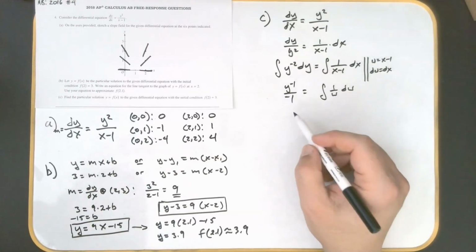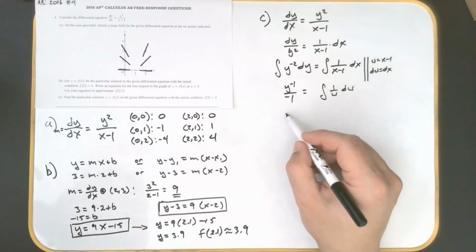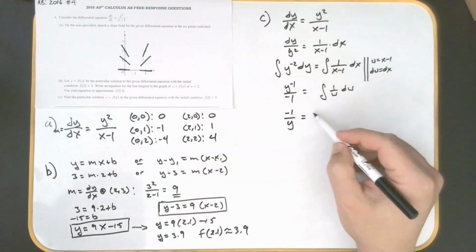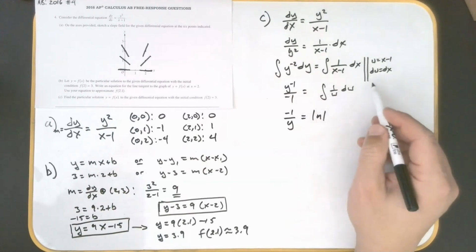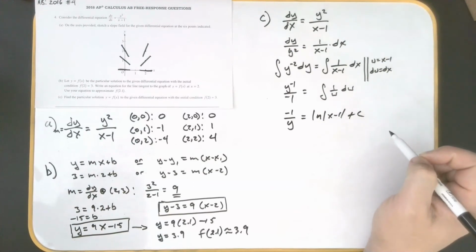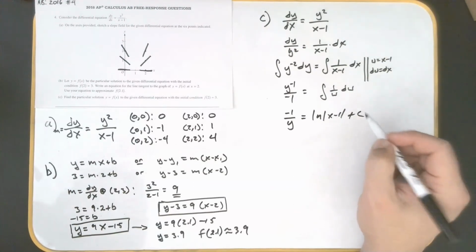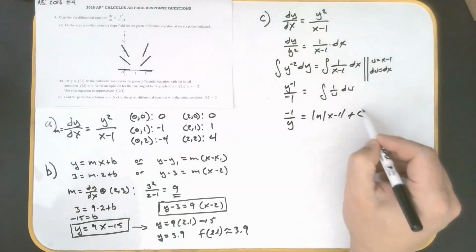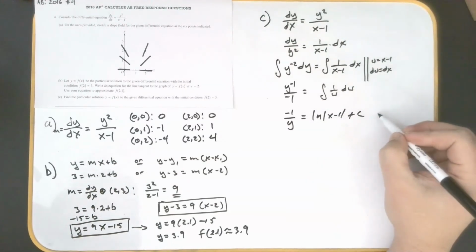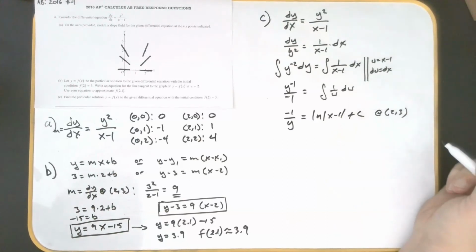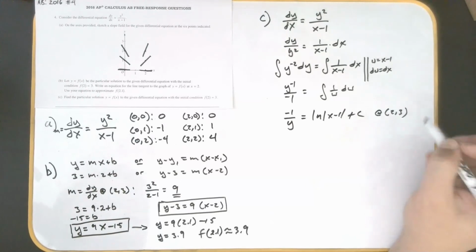So on this side, I'm going to clean this up a little bit. I'm going to make this negative 1 over y is equal to, this side turns into the natural log of u, which is x minus 1, plus c. Now at this point, again, many of you would have skipped this step and went right here, which is fine. But right here, I'm going to go ahead and solve for c, because they told us that our initial condition is (2, 3). So I'd like to solve for that c value and just get it out of the way.